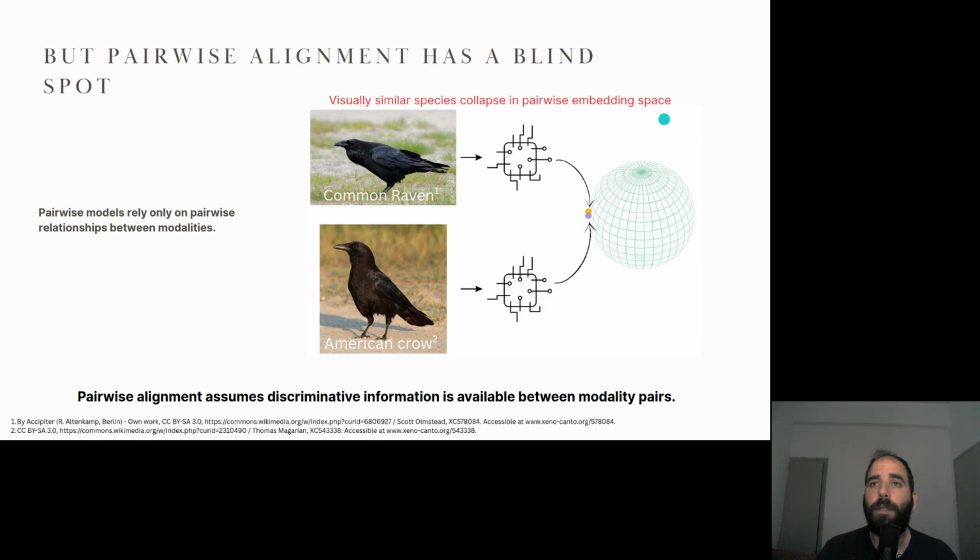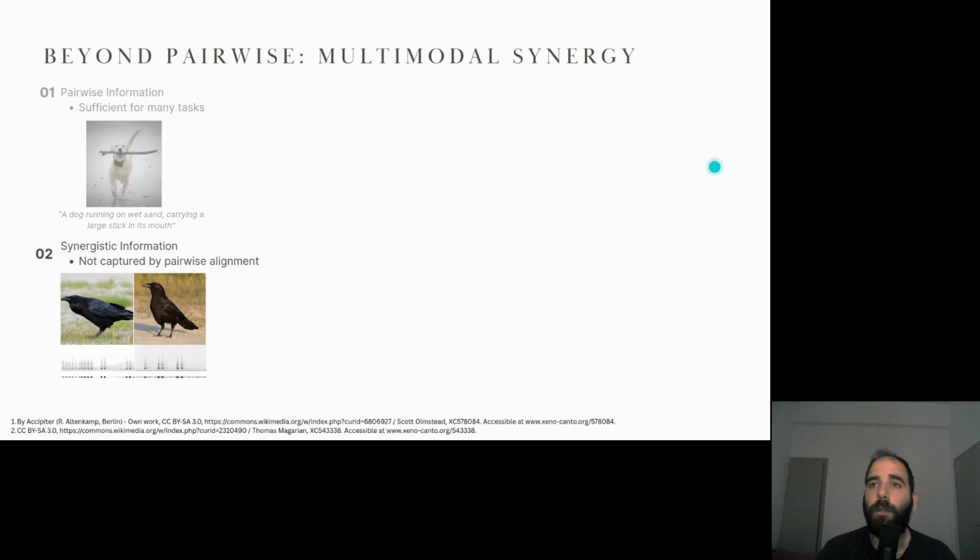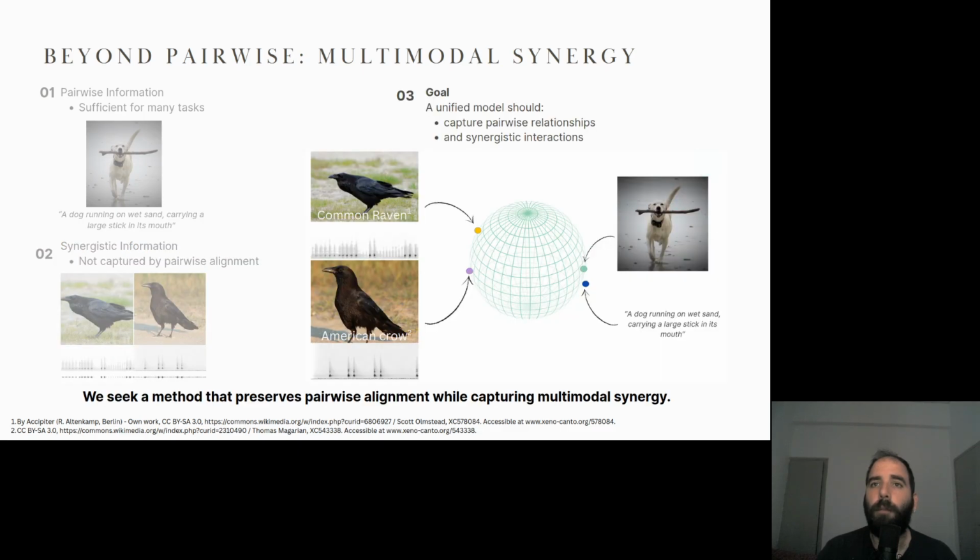For example, similar bird species may be difficult to distinguish using images alone. So, while pairwise information is sufficient for many tasks, there also exists synergistic information that is only available jointly across modalities and is not captured by pairwise alignment. Our goal is therefore to build a unified framework that preserves pairwise alignment while also capturing higher-order interactions between modalities.